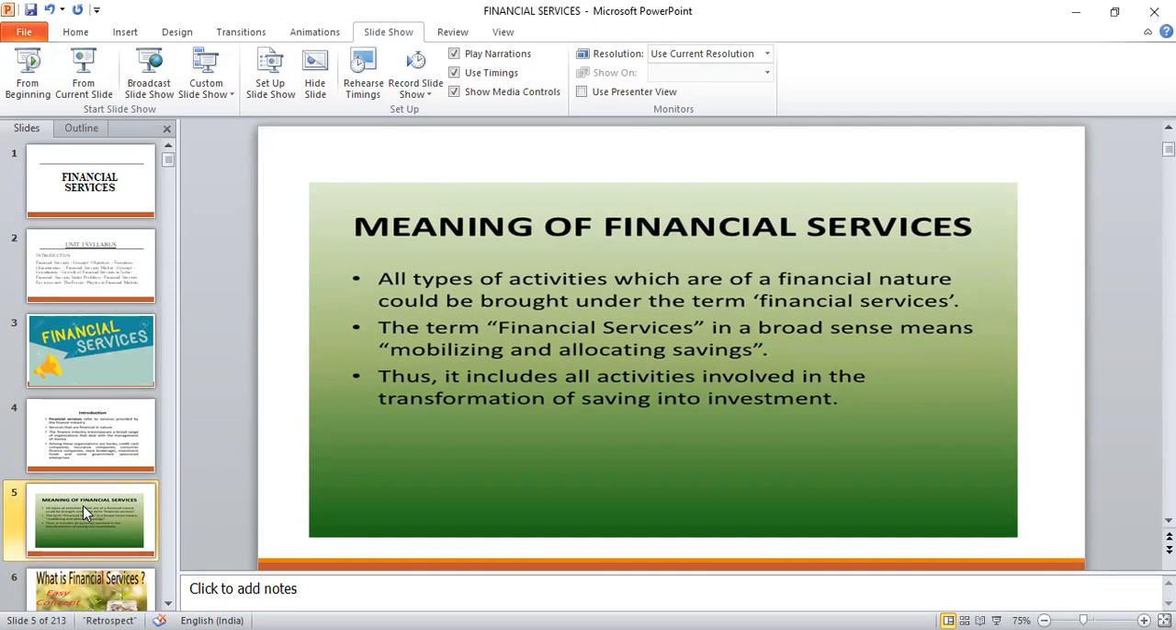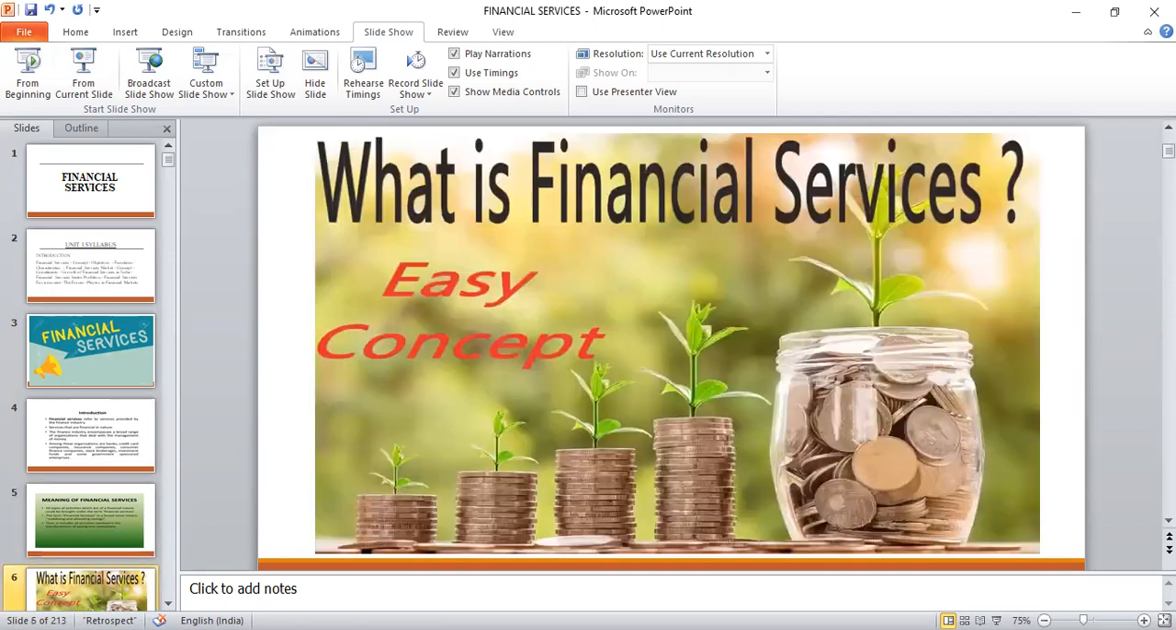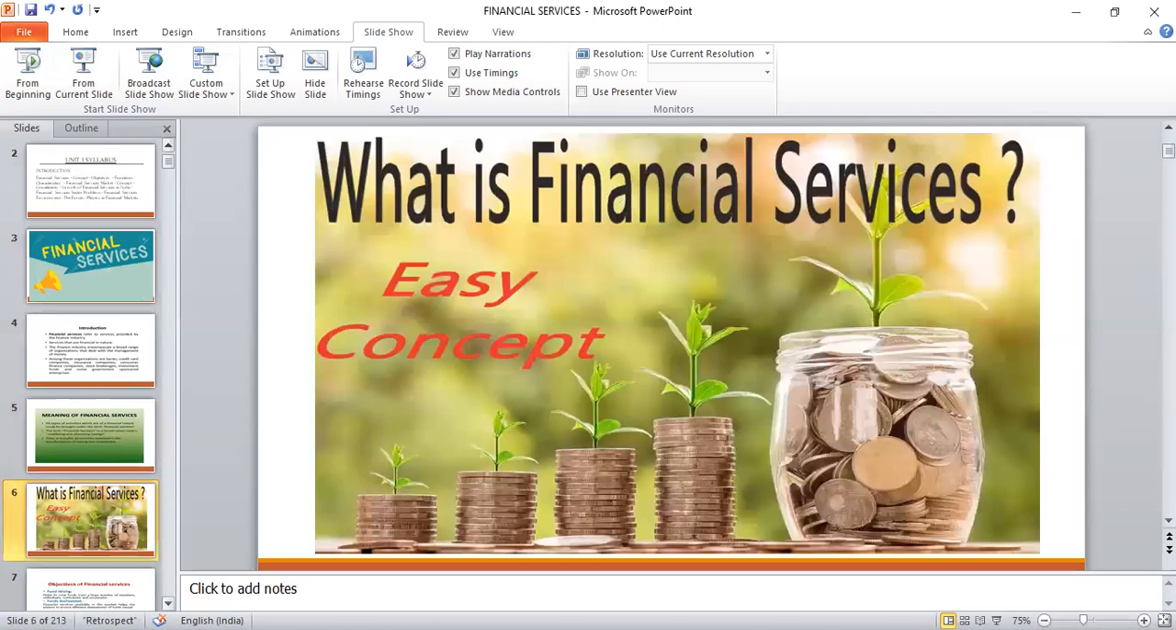Okay, so now, what is financial service? It's an easy concept. So by watching the picture, you understand. So I'm just starting with a smaller level of investment, and then I'm getting the next step of my investment, and then I'm getting another added investment process, and I'm getting a middle level investment, and then a little bit upper level investment, and then I'm getting a maturity level.